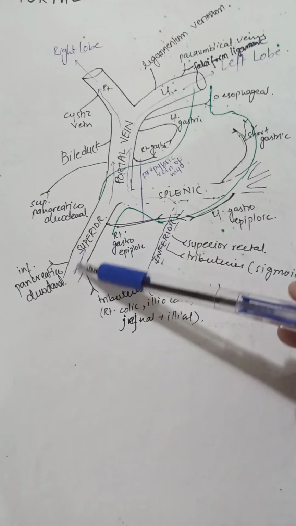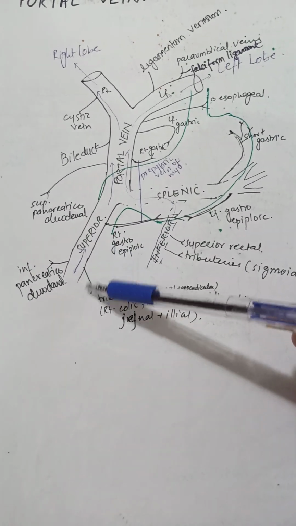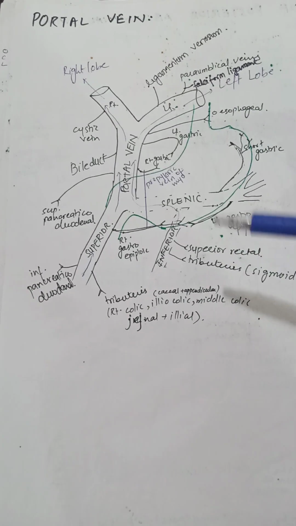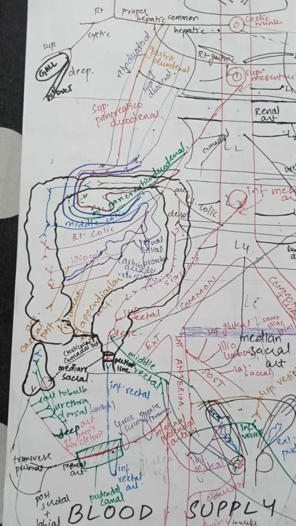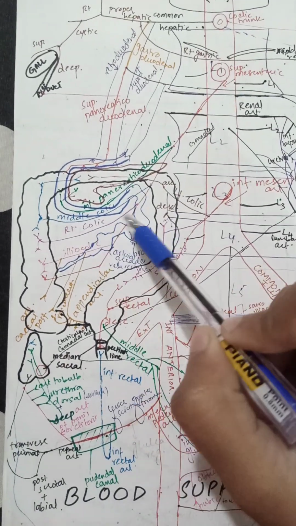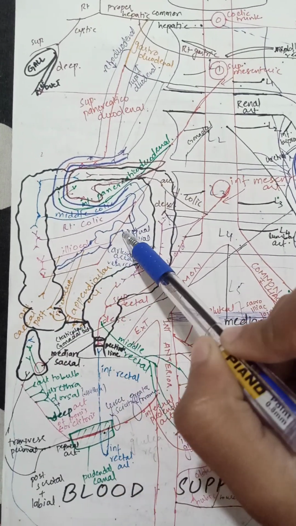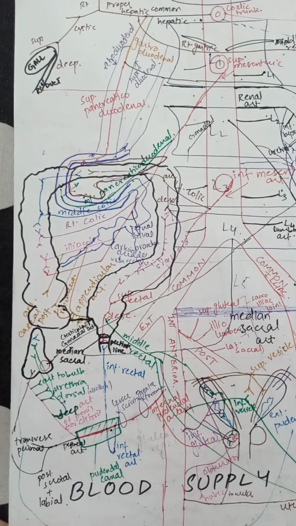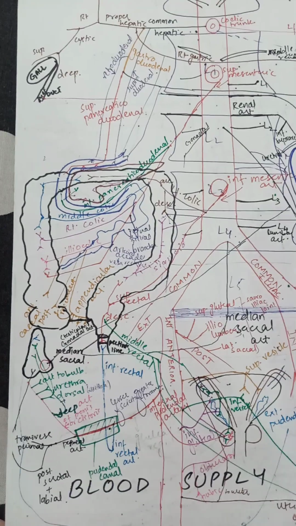Now, how is the superior mesenteric vein formed? It receives all the same tributaries that were for the superior mesenteric artery. What were the tributaries? As you can see here, the tributaries were the inferior pancreaticoduodenal artery, the middle colic, right colic, ileocolic, and some jejunal and ileal branches. So the same are the tributaries received by the superior mesenteric vein.